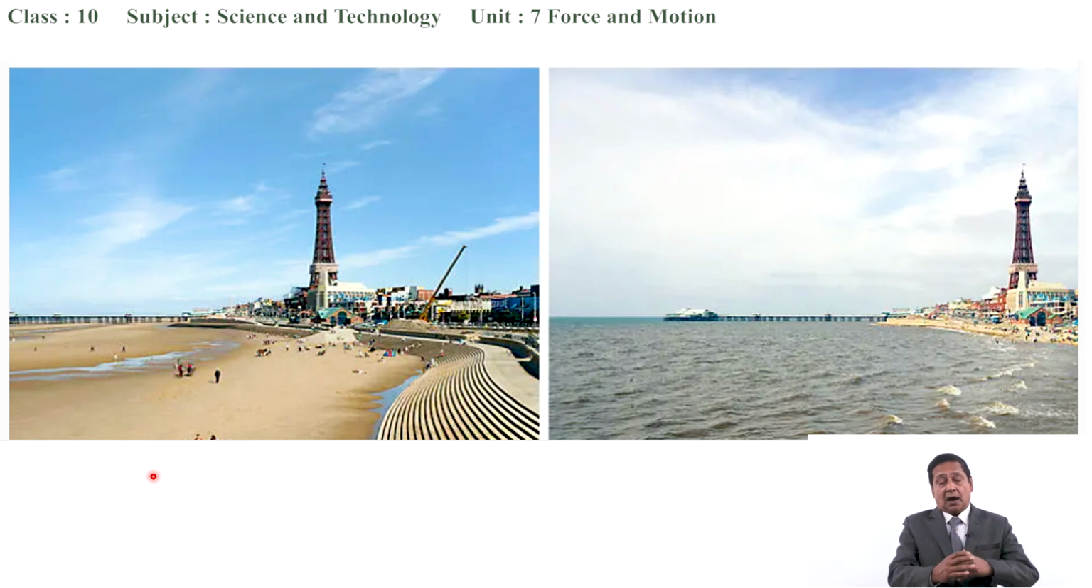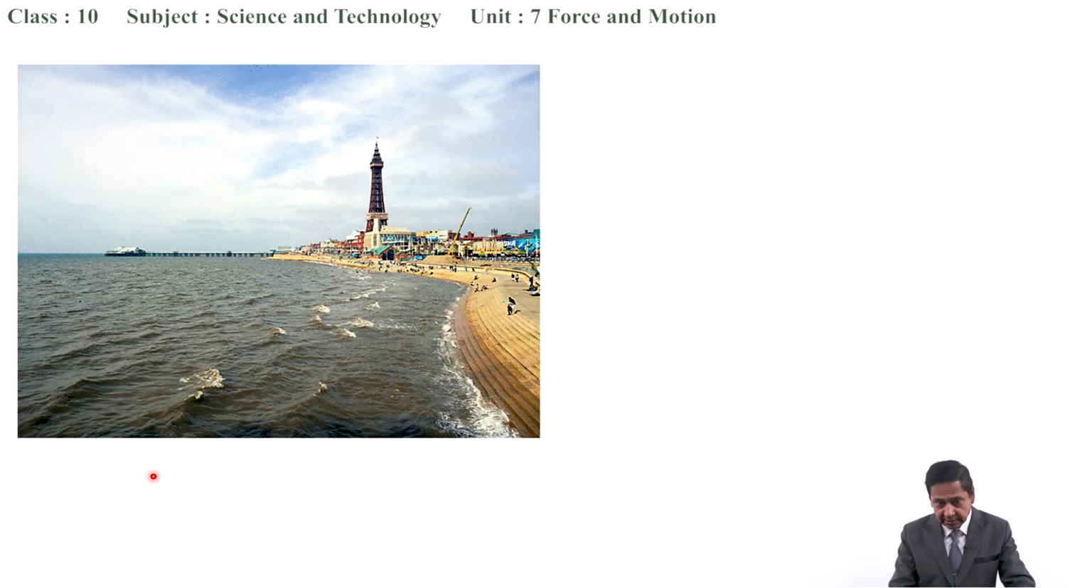In this way, after every 6 hours, there is high tide and low tide. And this is because of what? The moon's gravitational force. Okay, now I want to show this separately. Look at this. The same place after 6 hours appears like this and this. And after 6 hours of this.